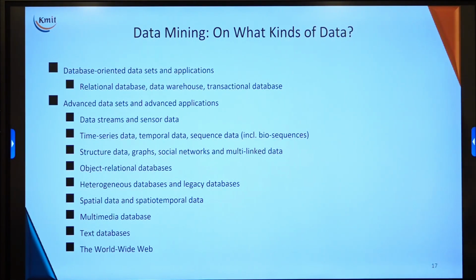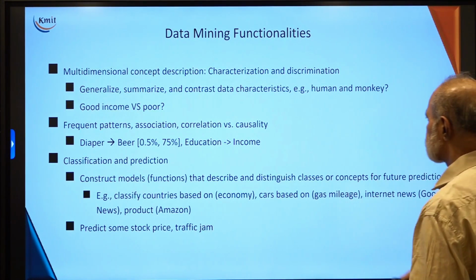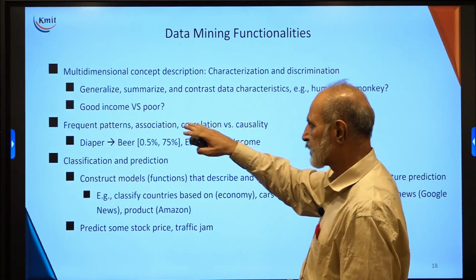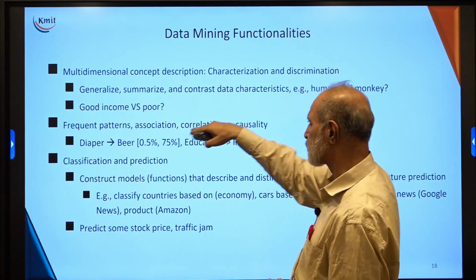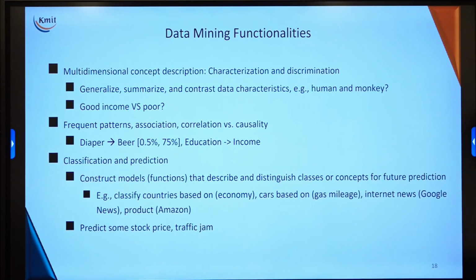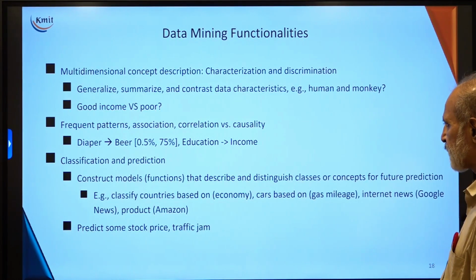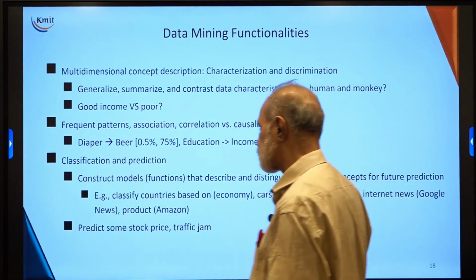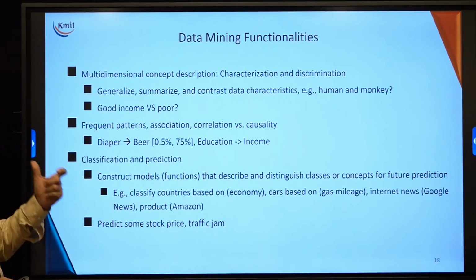So data mining is what we have. Then functionality: data mining concept description, characterization, and discrimination. For example, I can generalize the data, I can generalize my algorithm, I can summarize the algorithm, I can give contrasting data characteristics like a human and a monkey. Okay, a good income versus a poor income. Frequent pattern analysis, this is what the next topic is going to be with us. Very important, it is called frequent pattern analysis.